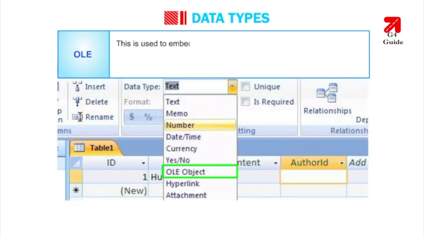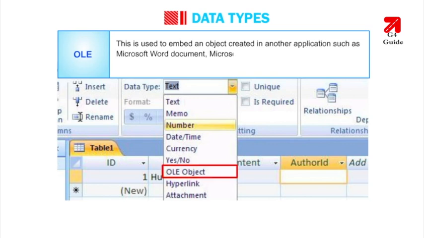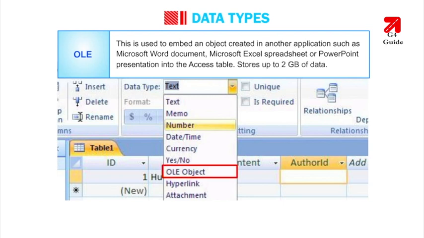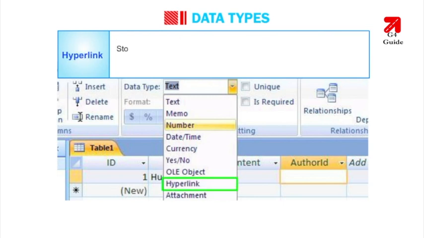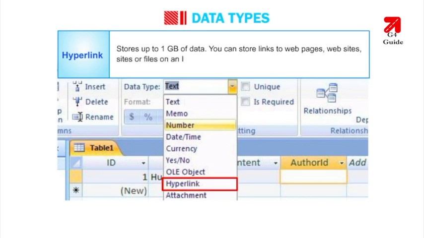OLE is used to embed an object created in another application, such as a Microsoft Word document, Microsoft Excel spreadsheet, or PowerPoint presentation, into the Access table. It stores up to 2 GB of data. Hyperlink stores up to 1 GB of data. You can store links to web pages, websites, or files on an intranet or LAN, and sites or files on your computer.